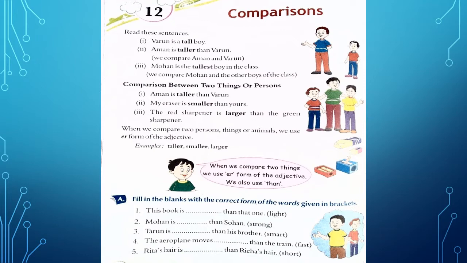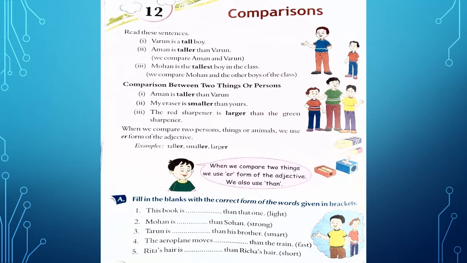Now we can see that both the boys are tall. But who is taller? Aman. Aman is taller than Varun. Now what are we doing here? We are comparing Aman and Varun. In the second, Mohan is the tallest boy in the class. Now we are comparing Aman, Varun and Mohan in all the class. Means comparison between two things or persons.